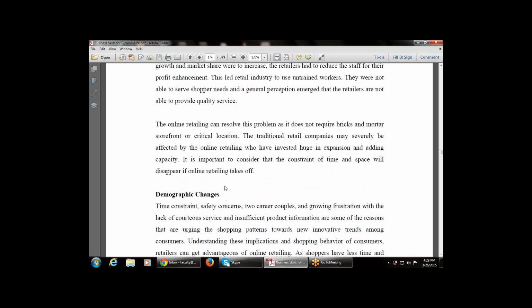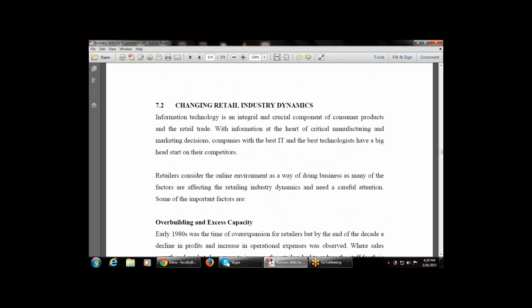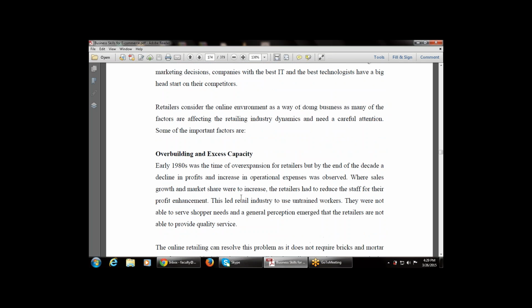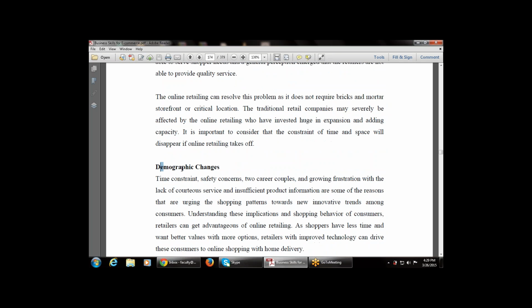Then we will discuss overbuilding and excess quantity. That is one of the issues. That is how to change the retail industry dynamic, how to change the retail industry from the traditional industry to the online retail industry. First is overbuilding and excess capacity.